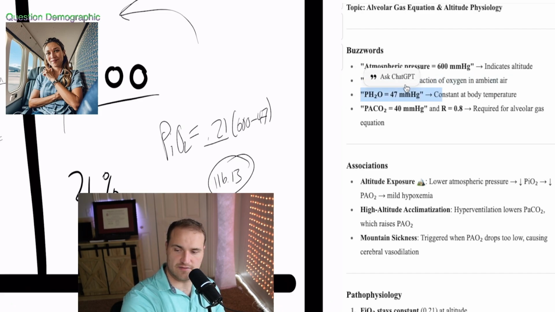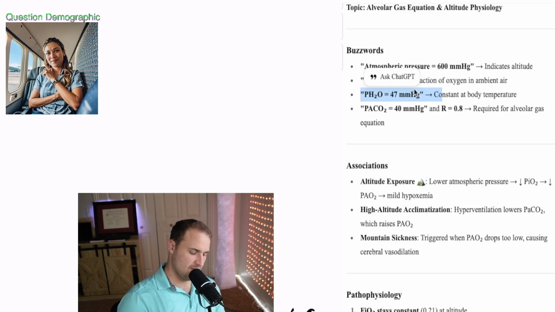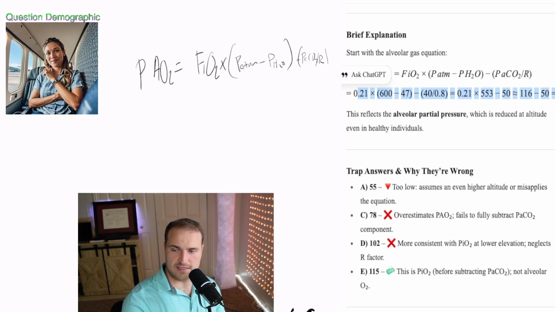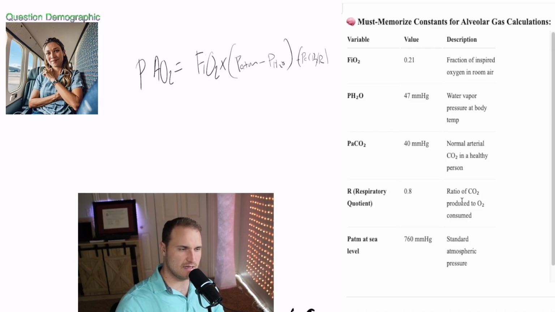So you would subtract that from atmospheric pressure. And then we use the alveolar gas exchange equation, which is this guy right here. We just plug it into our equation and we get 66. We have to subtract the water vapor. That's the only hard part of this, subtracting the water vapor, and you get 66.